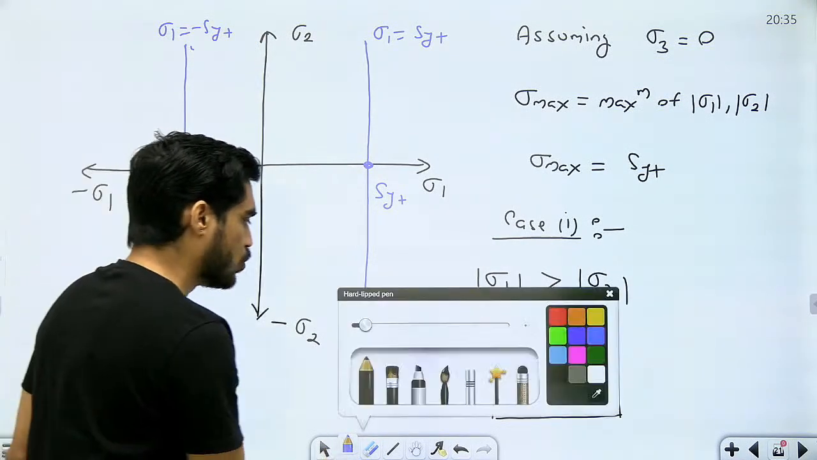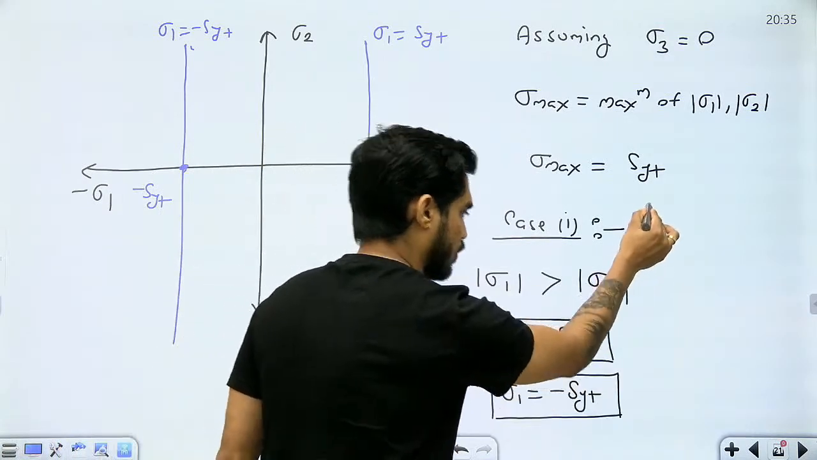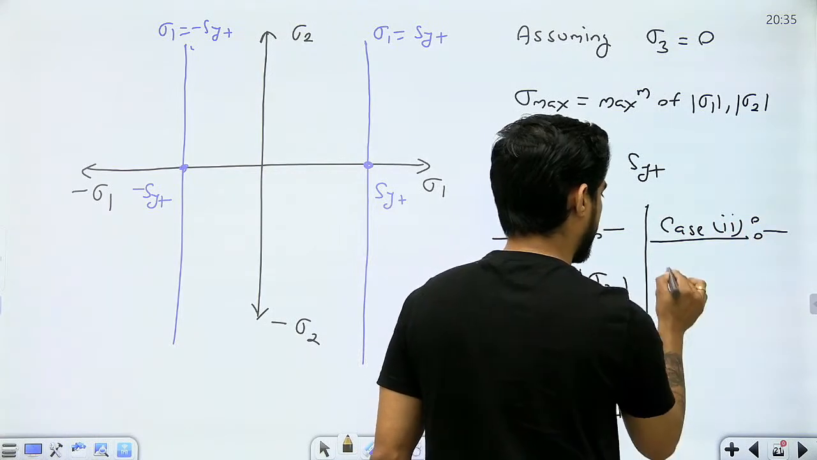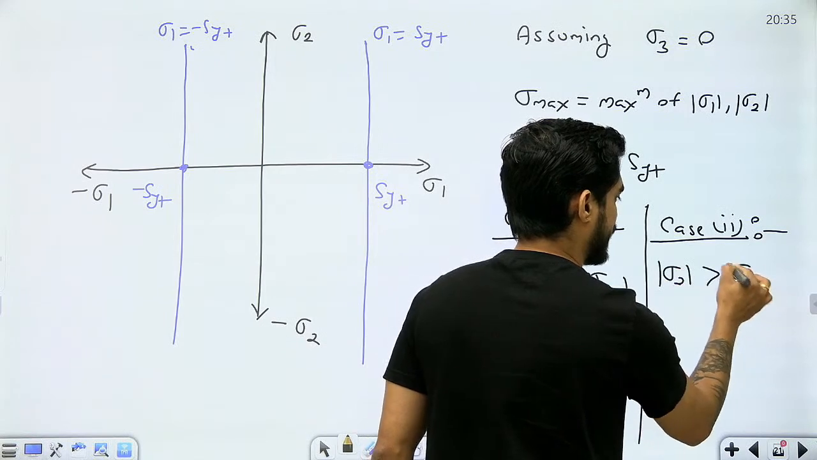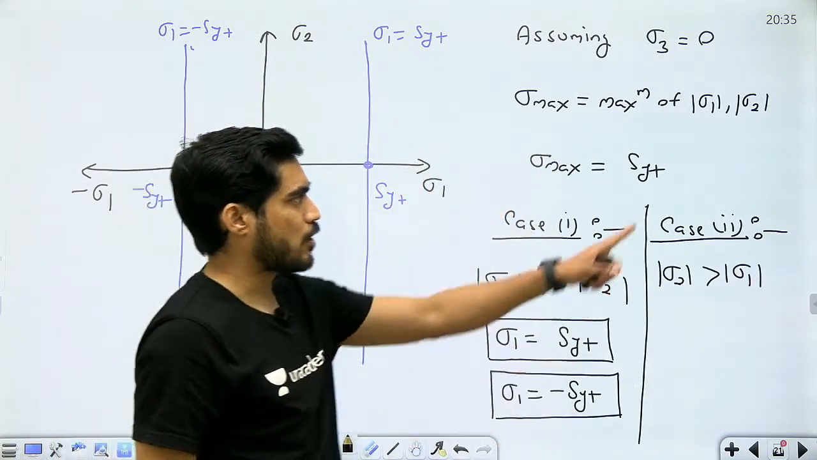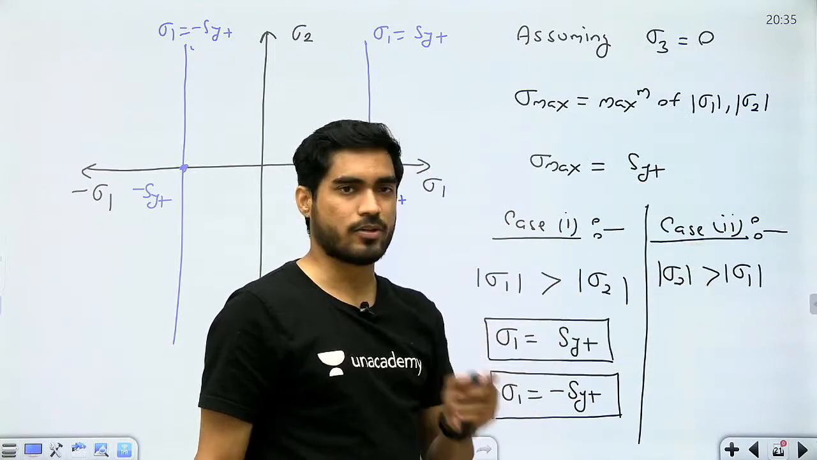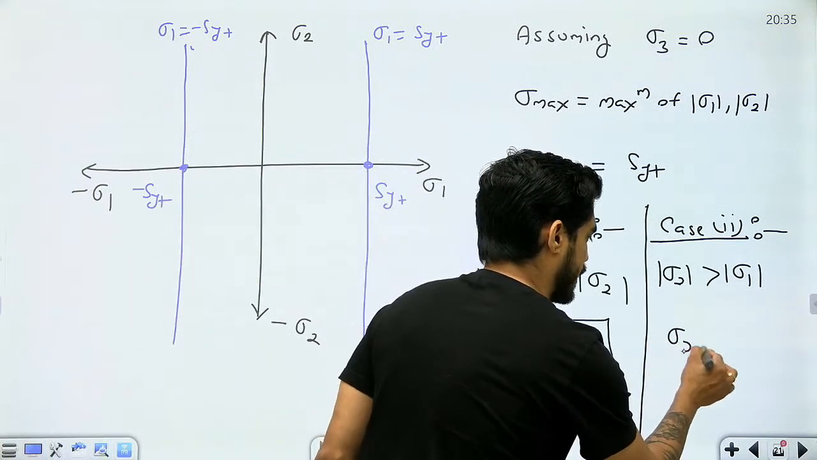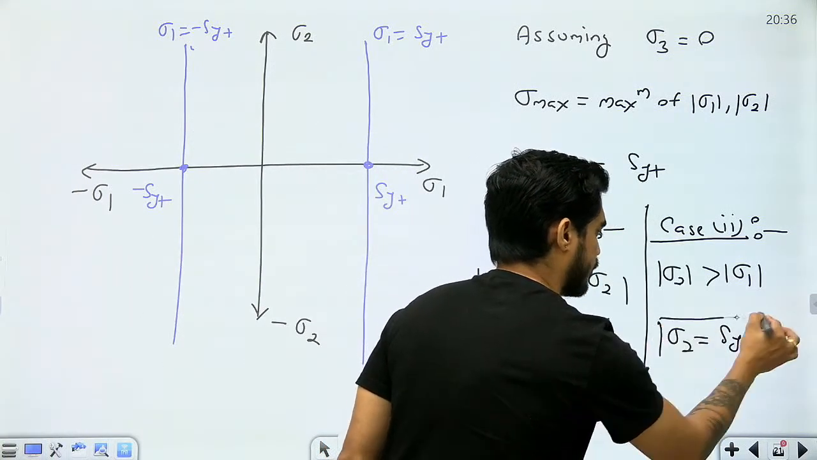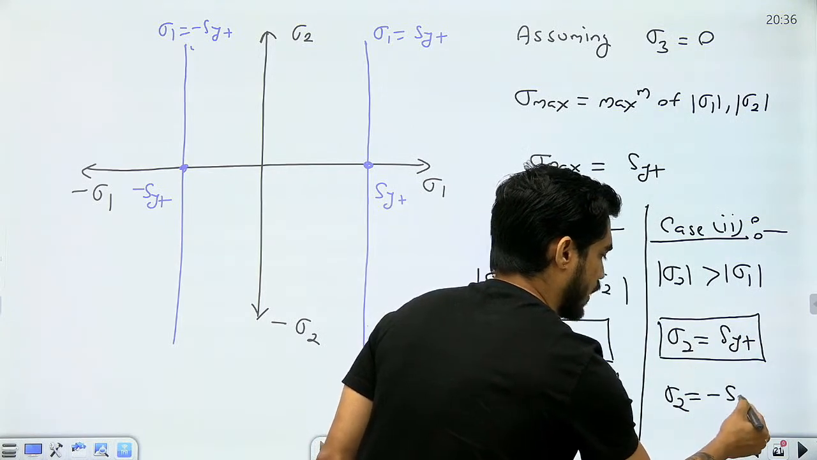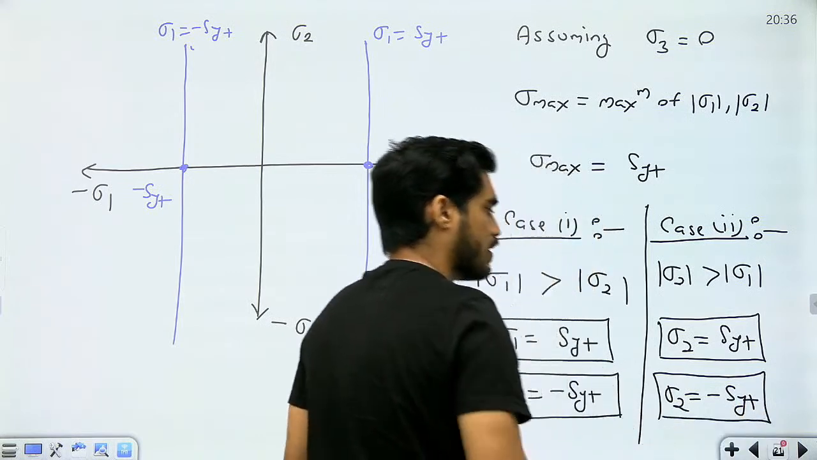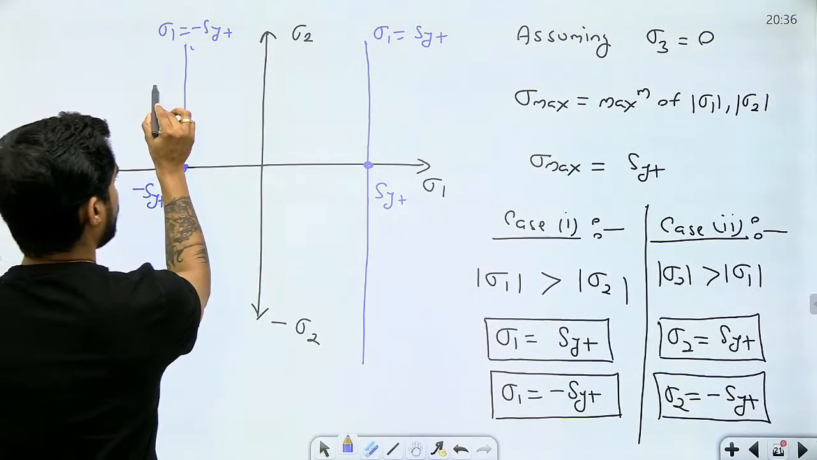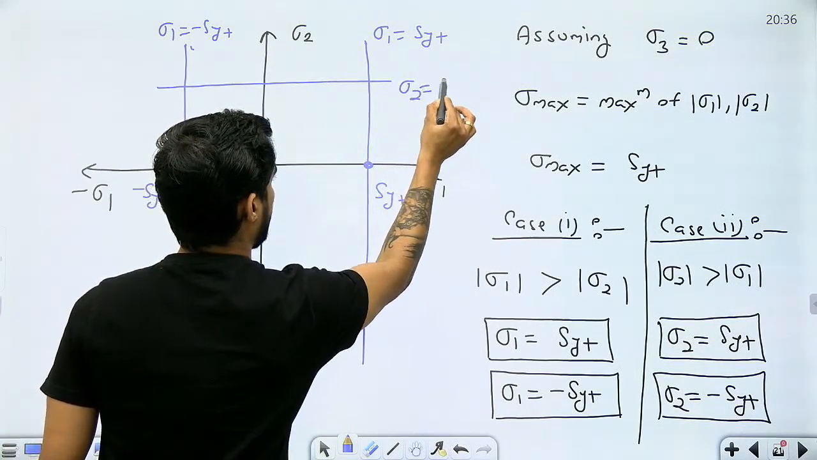Now beta, what will be case 2? Case 2 क्या होगा? Case 2 will be sigma 2 is greater than sigma 1. है कि नहीं? Sigma 2 can also be maximum, right? Now sigma 2 can also be positive or negative. So one equation I will get sigma 2 equal to SYT, and one equation I will get sigma 2 equal to minus SYT. So beta, I will get two more straight lines. This is sigma 2 equal to SYT.